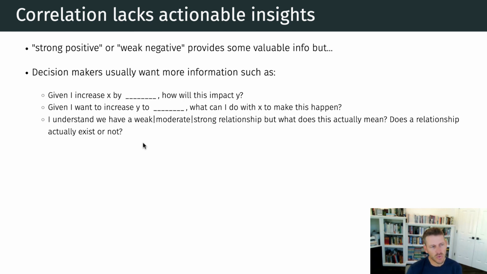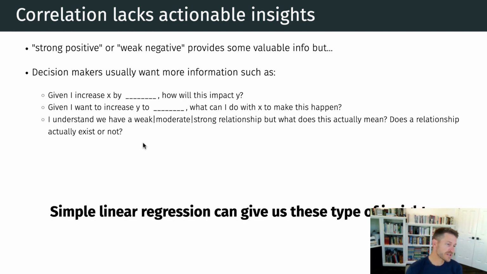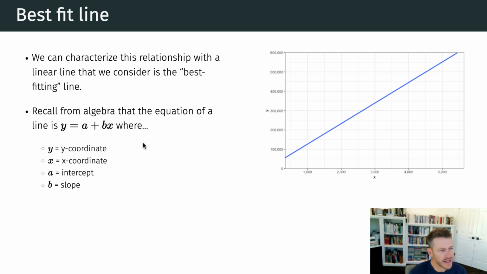So these are the kind of questions that we hope to be able to answer with machine learning, but we can't really do it with correlation. And this is where simple linear regression can actually help give us some of this information. Simple linear regression is just going to build on top of correlation, but provide some added information that we can use, right? And we do this with what we call a best fit line, right?